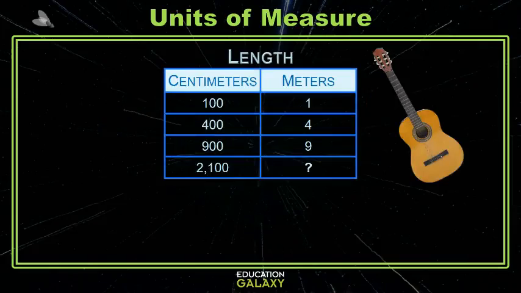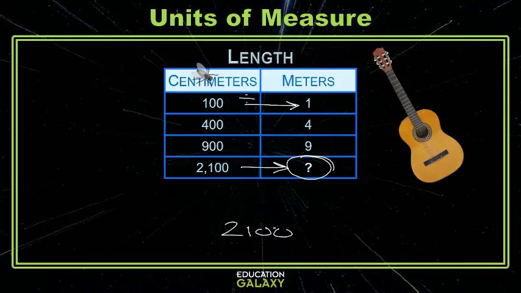Okay, one last one here with length in the metric system. A meter is about the length of a guitar. A centimeter is very small, about the length of this fly. So we're going from the small unit to this bigger unit. That means we divide, correct? Hello, are you listening? Hello? And now to get from 2,100 to this magical number, we need to divide by 100. Excellent. Divide by 100, and we learn that 21 meters is equal to 2,100 centimeters.